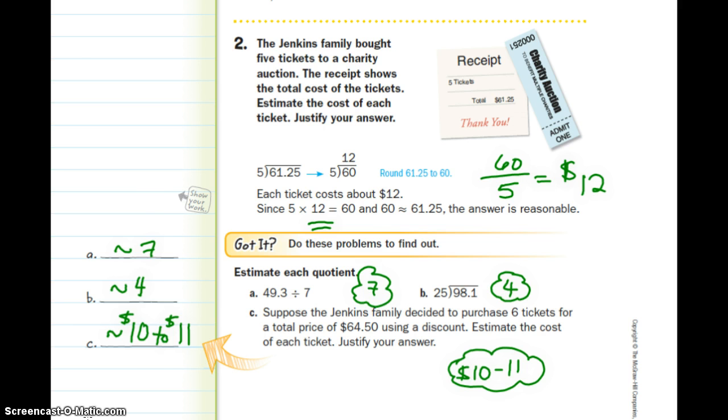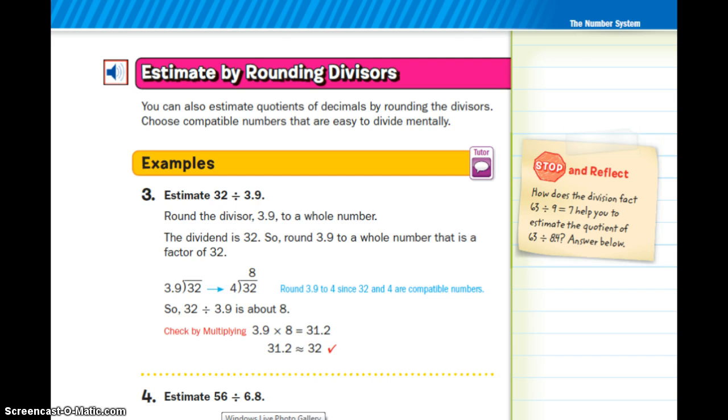Let's move on. So before we rounded the dividend, this time we're going to round the divisor. The divisor is the number outside the division den. So again, in this case, we have 32 divided by 3.9. We're going to round that to 4. 32 divided by 4 is 8. So again, our approximate answer is 8.